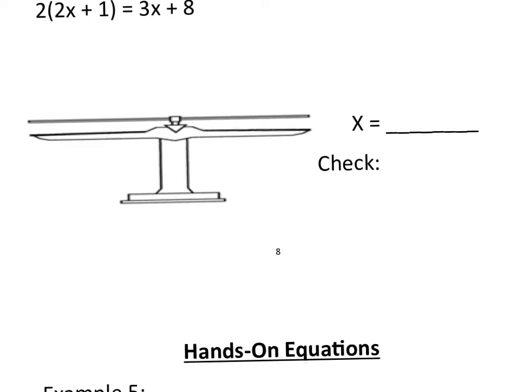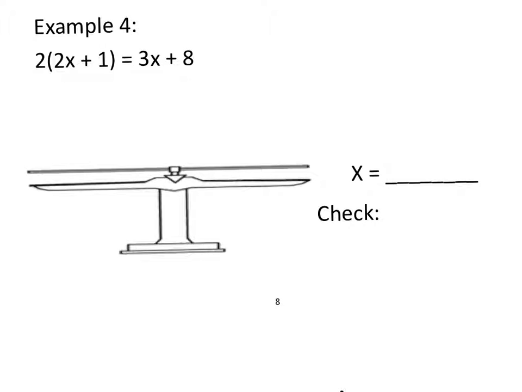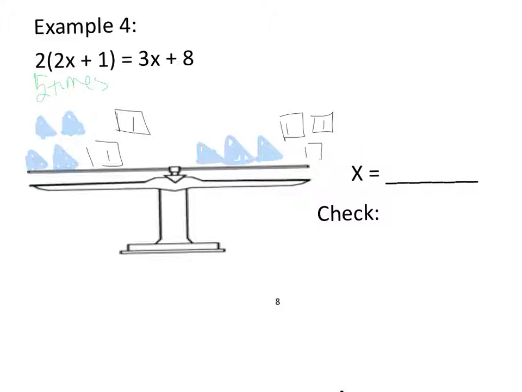Moving on to example 4. The 2x plus 1. Remember that means 2 times. So we're doing 2x plus 1 and we're going to do it twice. And then we have 3x, and it's got to equal plus 8, so we're going to make up 8 with 2 1s and a 6.